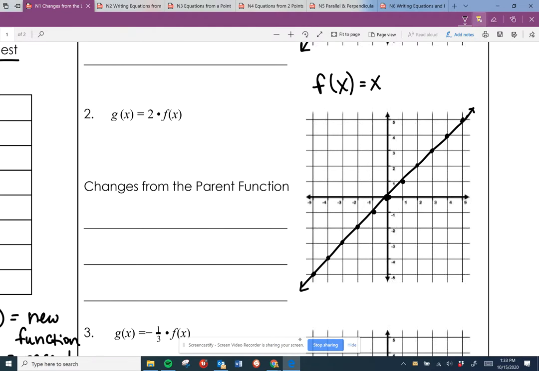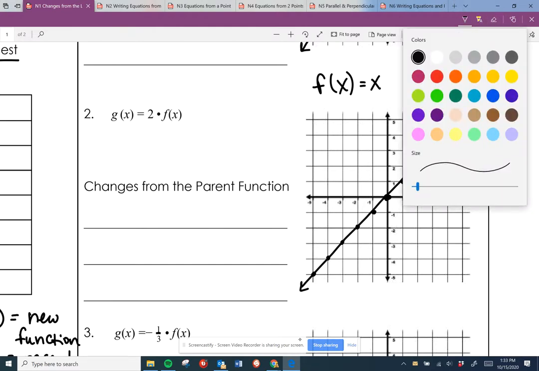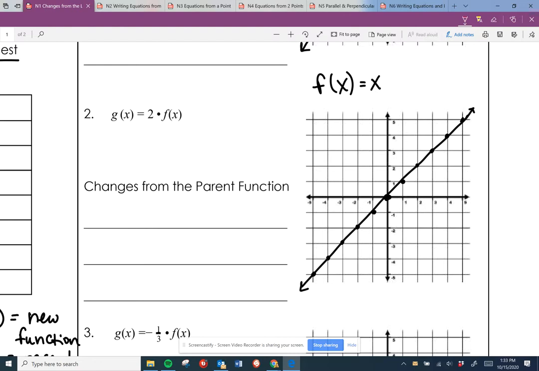Okay, now we're going to do the next one, g of x, right? So g of x equals 2 times f of x. Well, since f of x equals x, I can just substitute an x in here. So g of x equals 2x, right? So I'm still going to start at 0, 0 because my x value is 0 and 0 times 2 is still 0, right?